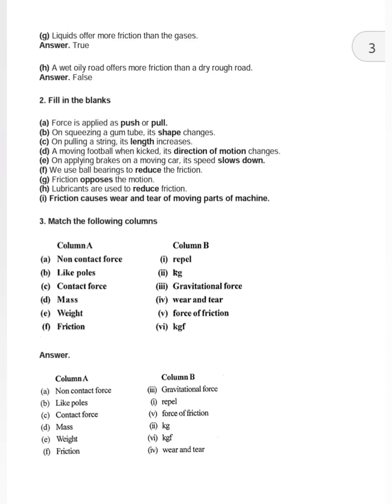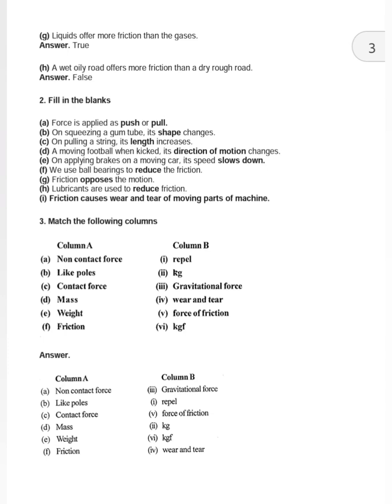Now let's do the matching. Number 3, match the following columns. The question is written and I'll tell you the answer. A. Non-contact force. Answer is gravitational force. B. Like poles. Answer is repel. C. Contact force. Answer is force of friction. D. Mass. Answer is kg. Weight. Answer is kgf. Friction. Answer is wear and tear.